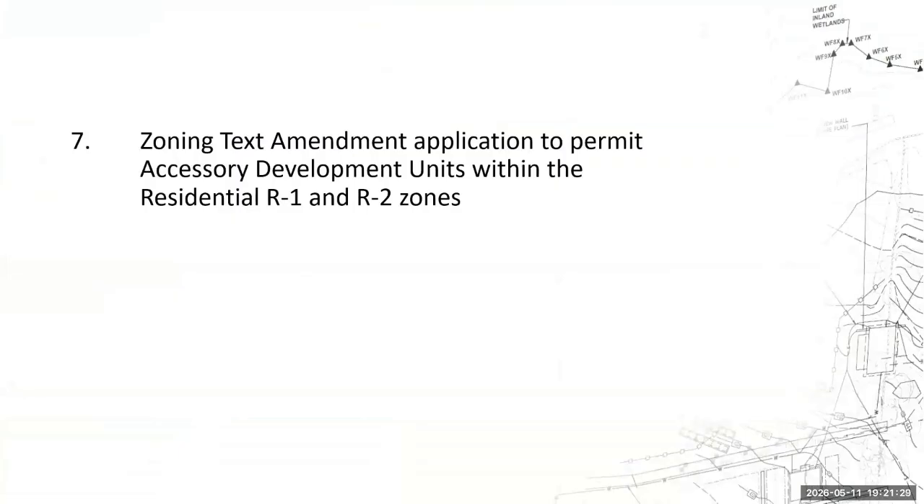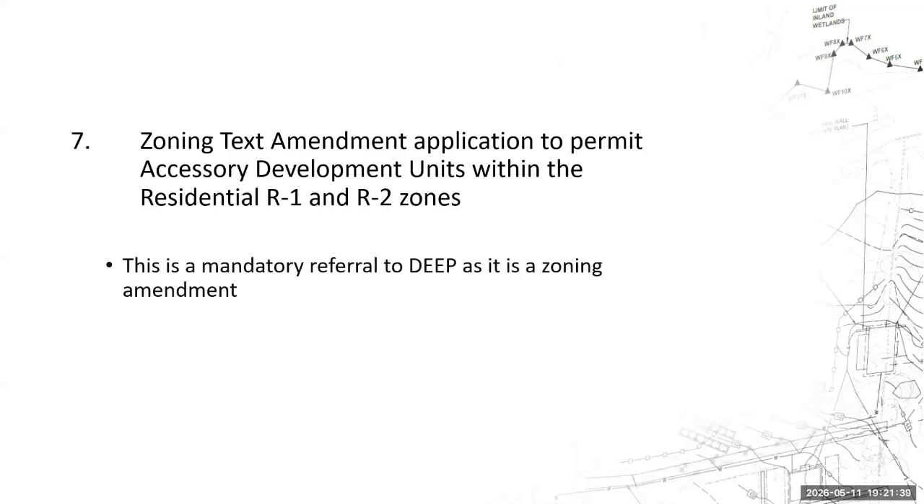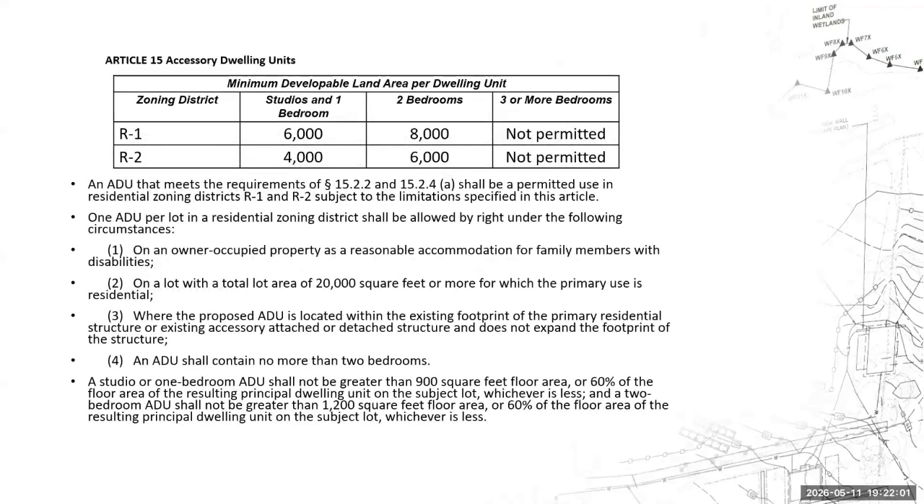Next, we'll look at a zoning text amendment application to permit accessory development units within, we'll say the municipality has residential R1 and R2 zones. This is a mandatory referral to DEEP as it's a zoning amendment that will affect the coastal area. And even if there are zoning amendments that don't directly seem to affect the coastal area, anything that has any potential to affect the coastal management zoning requirements, we will look at.